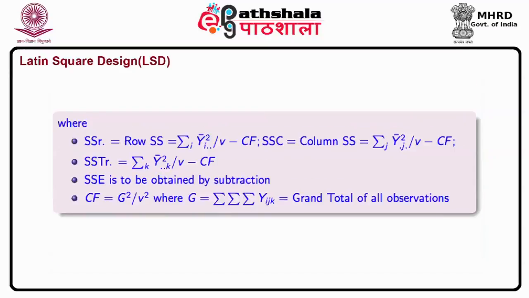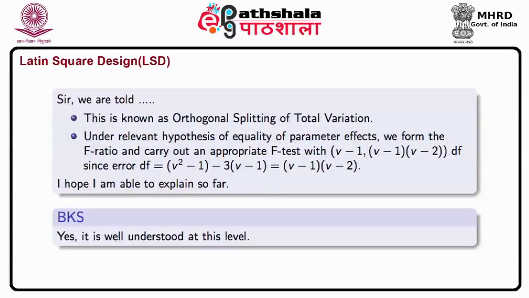So, here are the formulas. SSR is equal to this. You can skip this. Yes, sir. So you have the formula for row, the formula for column, and the formula for treatment. And SSE is to be obtained by subtraction, as we have done for the total. Here is the correction factor, which is G square by V square. Now, sir, we are told that this is also known as the orthogonal splitting of total variation.